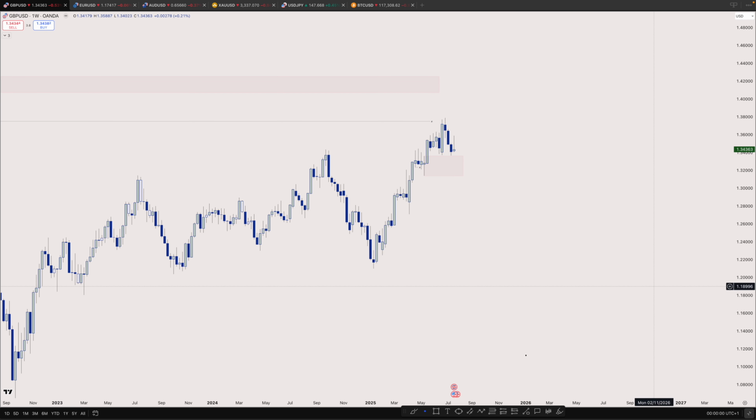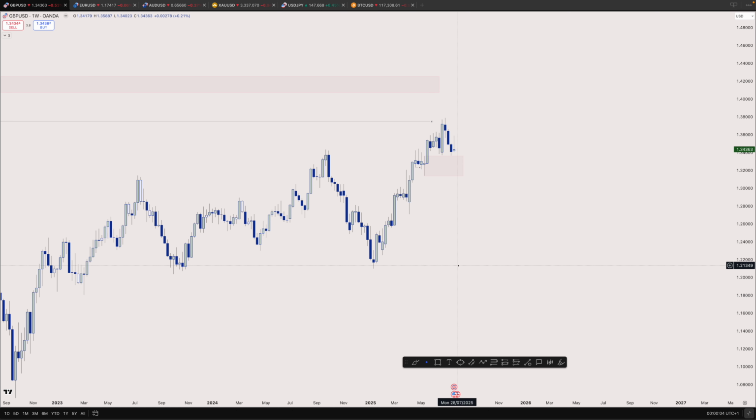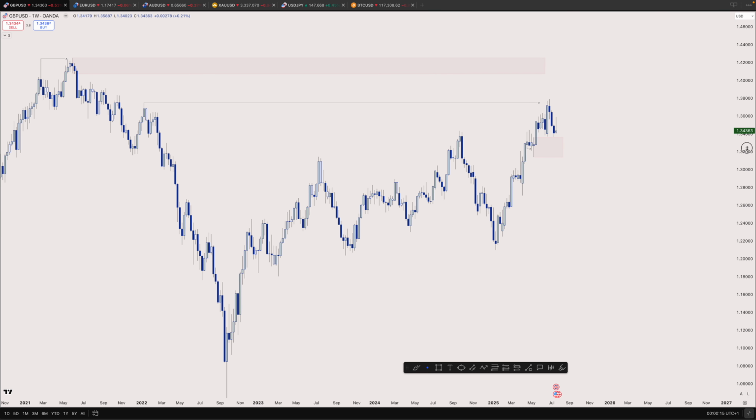So let's start with the pound dollar. We go from the weekly time frame and then we'll see daily, 4 hour, 1 hour, and how we can capitalize on the intraday moves during the whole week, right? So if we look at the pound dollar on the weekly time frame, what do we got?